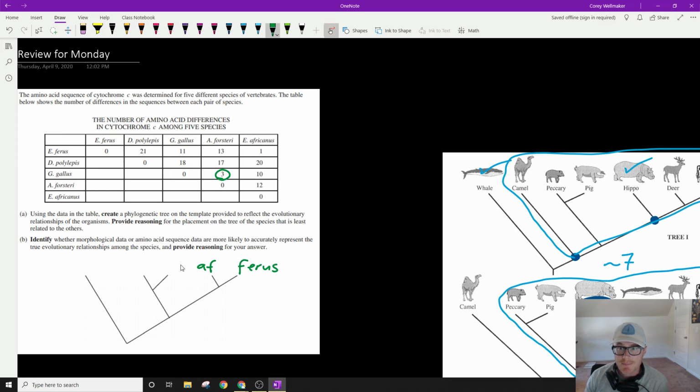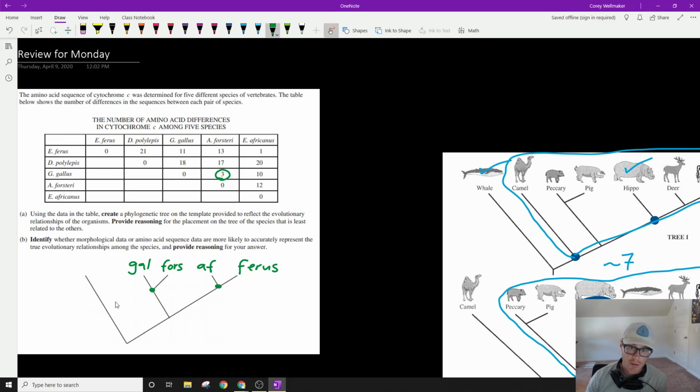and that means I'm going to have to put Gallus and Forsteri here. Could I have flip-flopped them? Can I put Gallus and Forsteri on the right side and Africanus and Ferus on the left side? Yes, it doesn't matter. All that matters is that you put the two species that are very closely related to each other coming from a recent common ancestor, which is what these nodes represent.